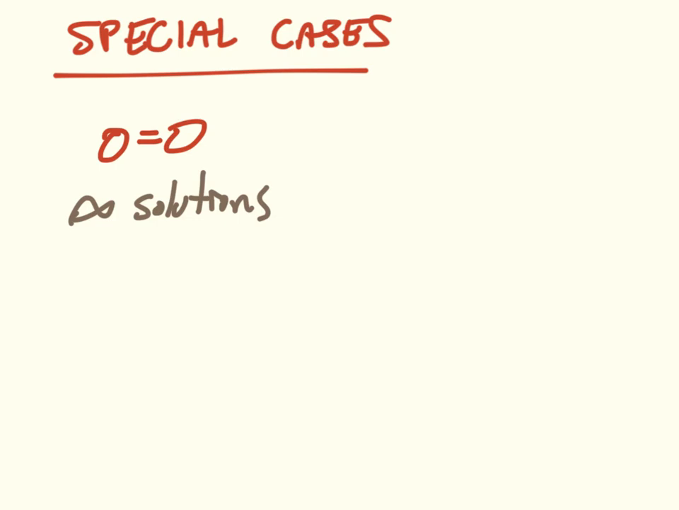Now, if all the variables cancel out, so on one side of the equation you have 0, and then just any number besides 0, in this case we would have no solution.